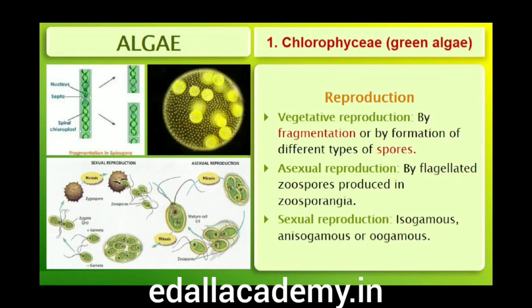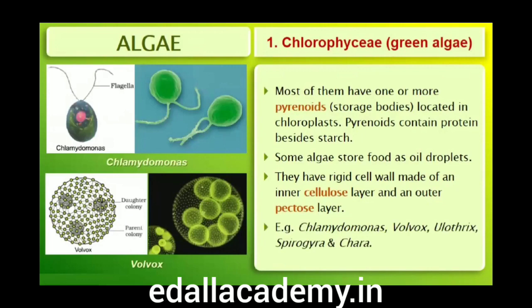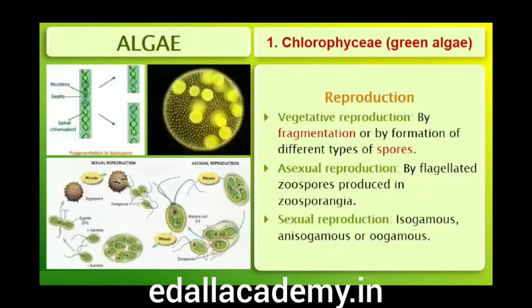Vegetative reproduction usually takes place by fragmentation or by formation of different types of spores. Asexual reproduction is by flagellated zoospores produced in zoosporangia. The sexual reproduction shows considerable variation in the type and formation of sex cells, and it may be isogamous, anisogamous or oogamous. Some commonly found green algae are Chlamydomonas, Volvox, Ulothrix, Spirogyra and Chara. Figure 3.1a.